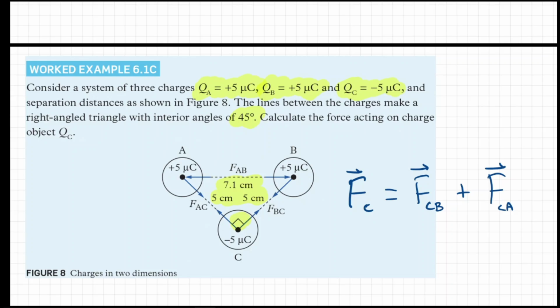You need to assume a coordinate grid of some sort where this line, this FAB line, is on a horizontal, okay? So you can assume some basic coordinate system there.